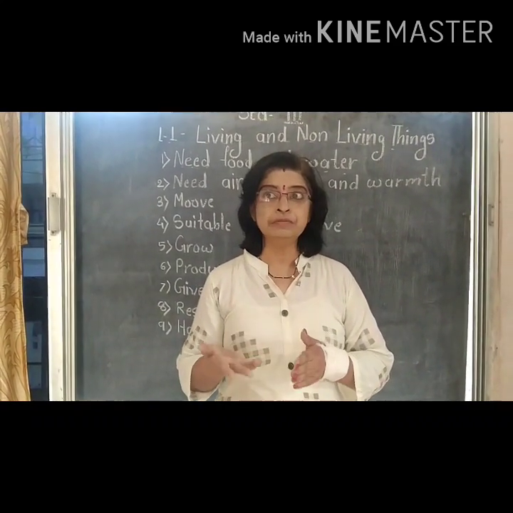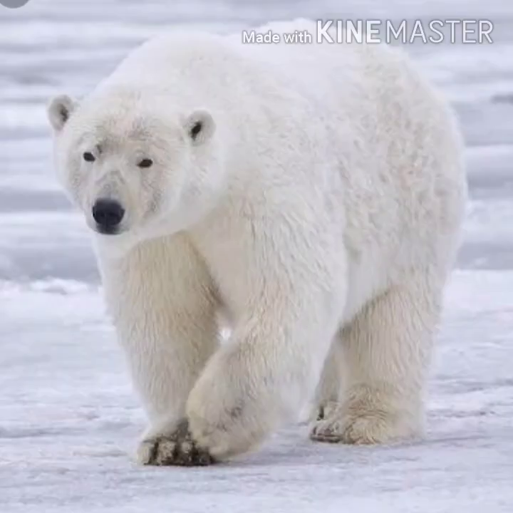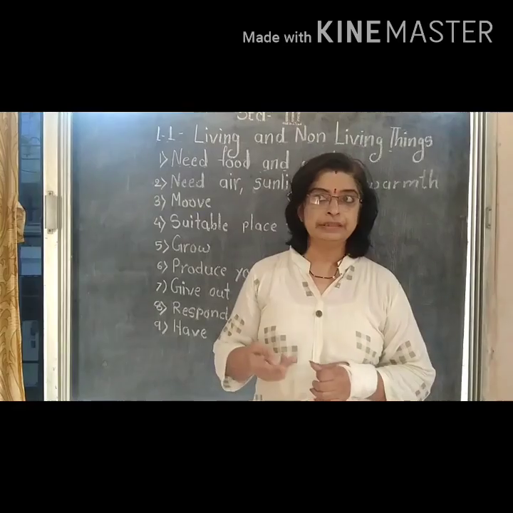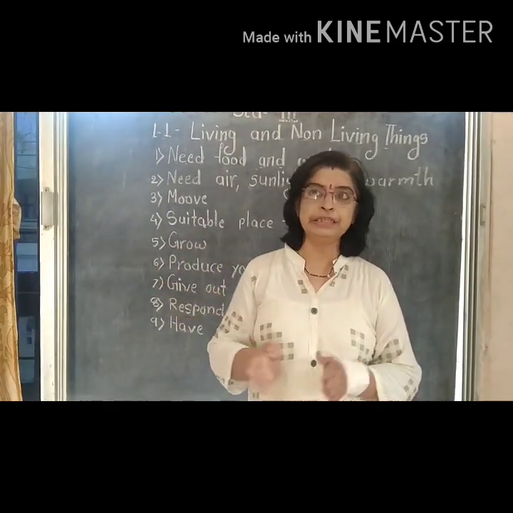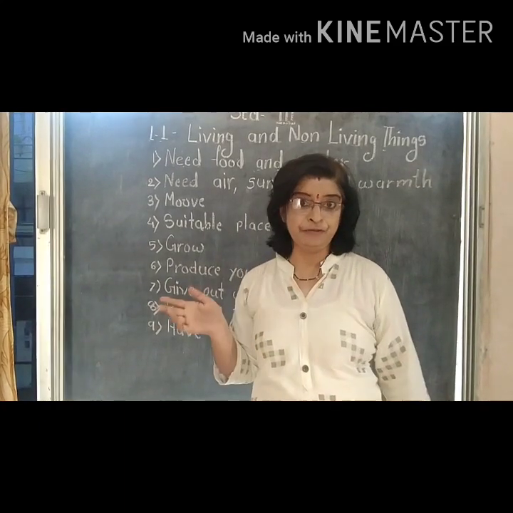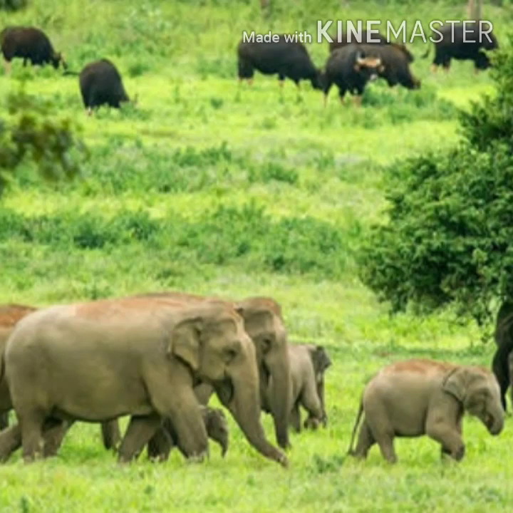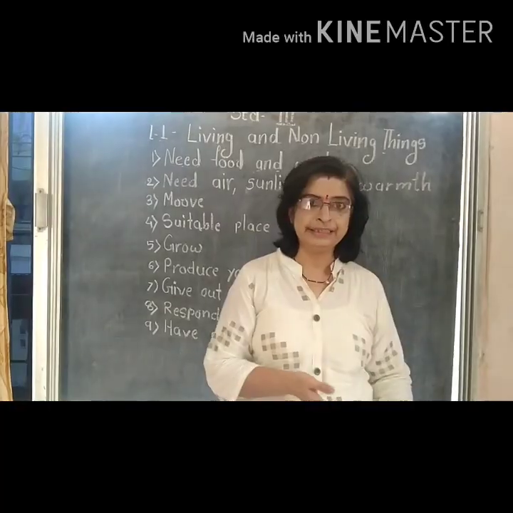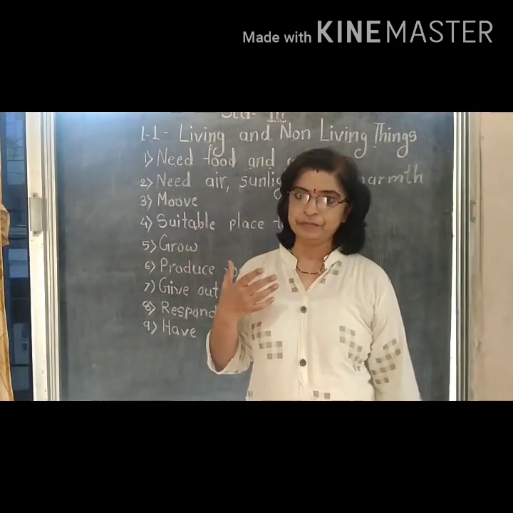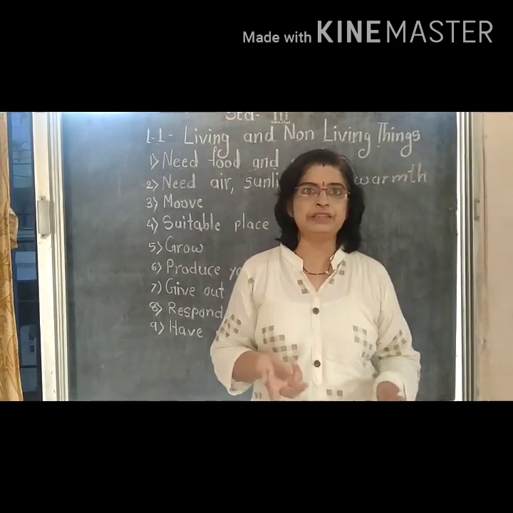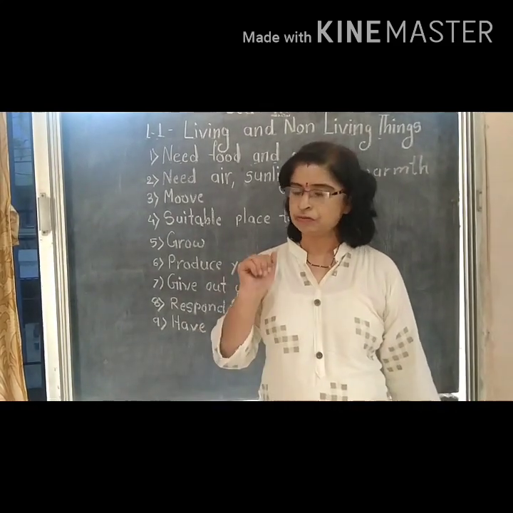Then some animals like polar bear, yes, that polar bear is always found in the polar region. Then Arctic fox. Some animals like elephant, then cheetah, are found in the grassland area. So like this. And some animals like sparrow are found all over.